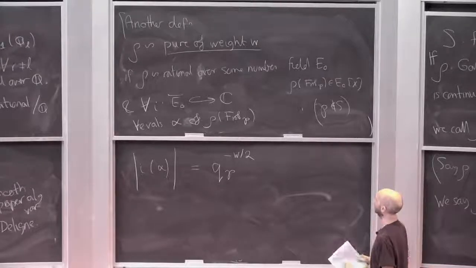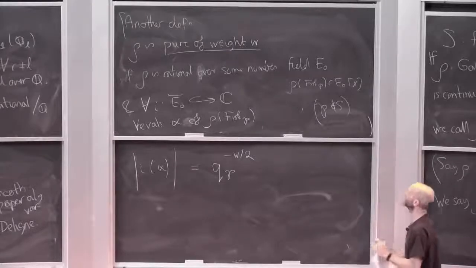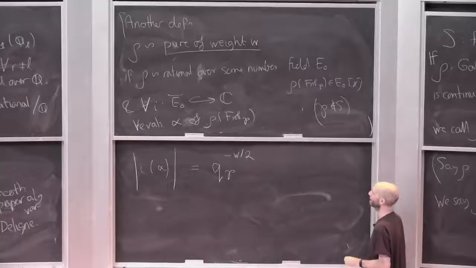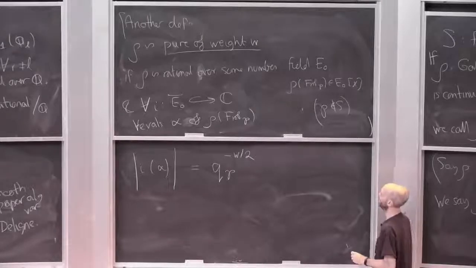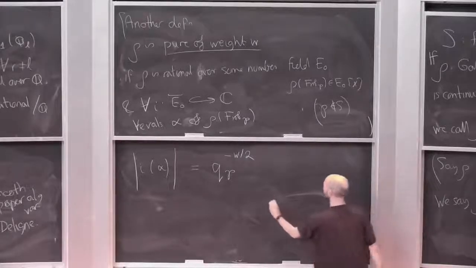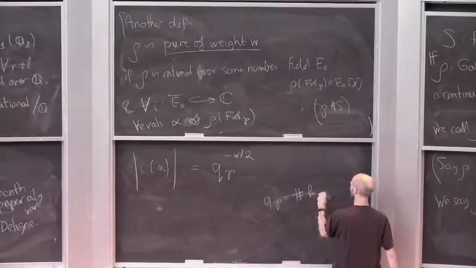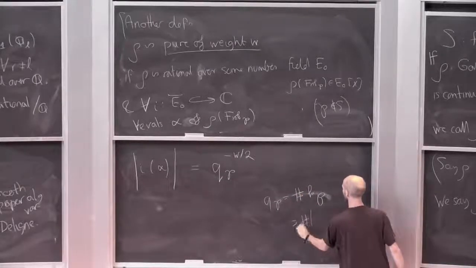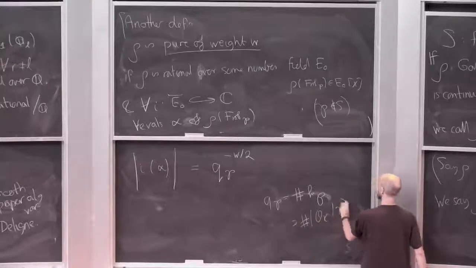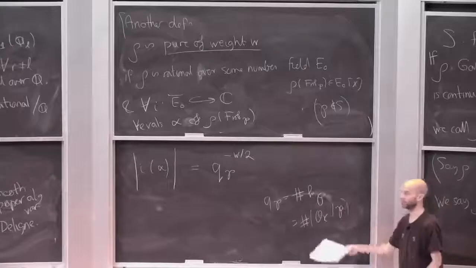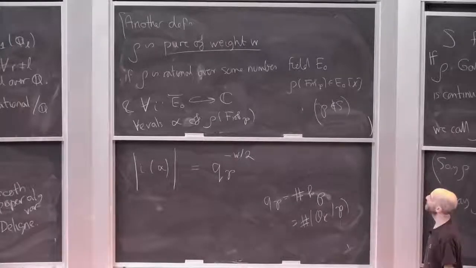There's a sign issue. Some authors might call this pure of weight negative W. I think I'm covered now if I just say that. So q_P is the size of the residue field, the size of O_K mod P. So if K is the rational numbers and P is a normal prime number, then q_P is just P. There you go.